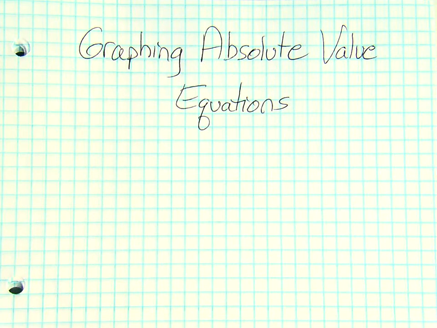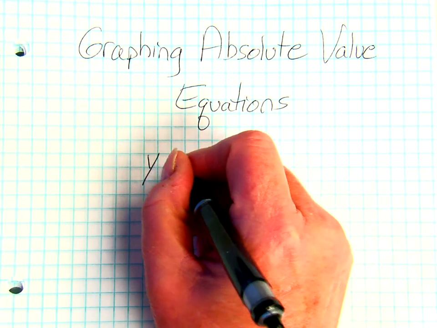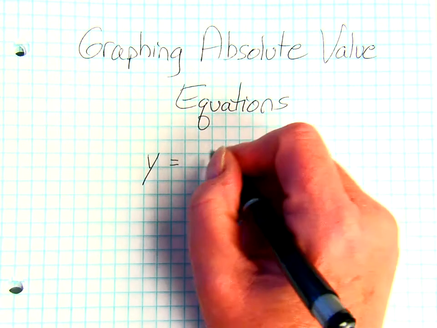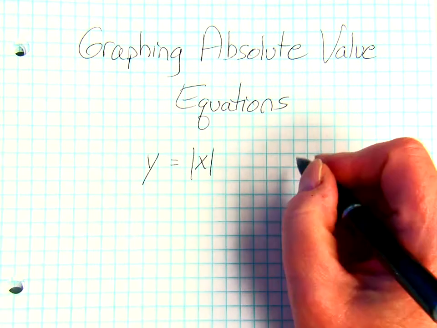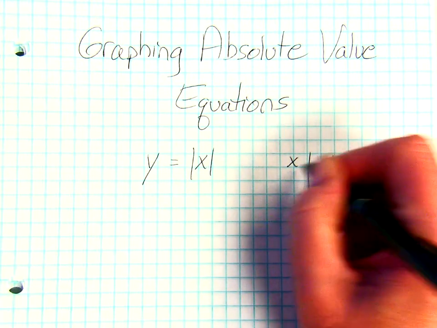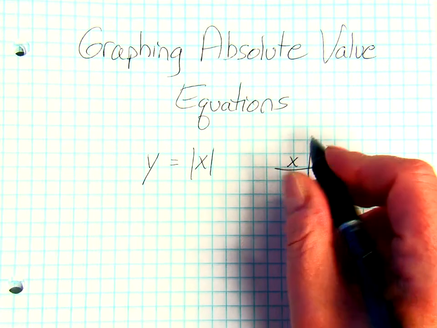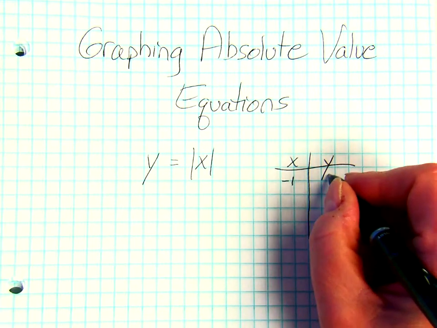Okay, so first of all, we are talking about equations that have two variables. So we're going to start by looking at the graph of y equals the absolute value of x. And let's go ahead and make a chart here. So if I've got -1, the absolute value of -1 is 1.